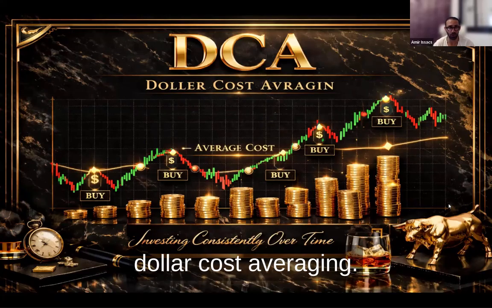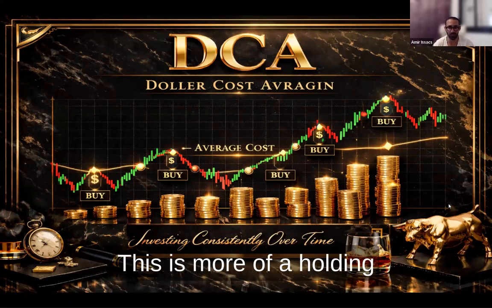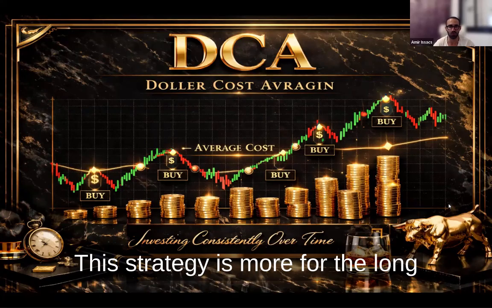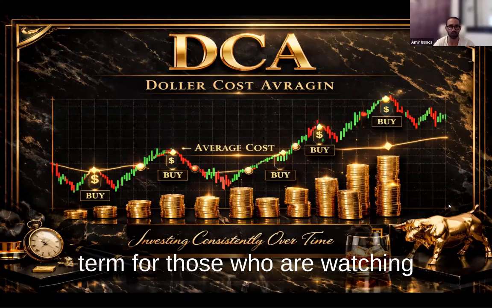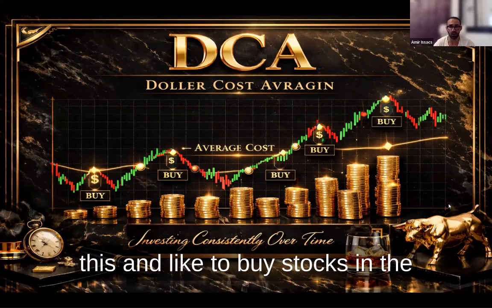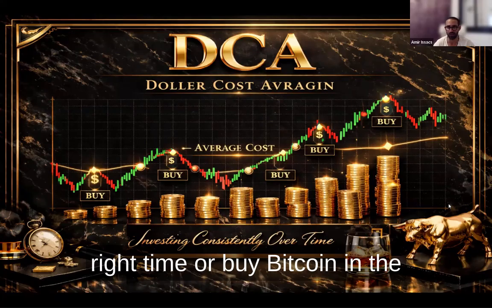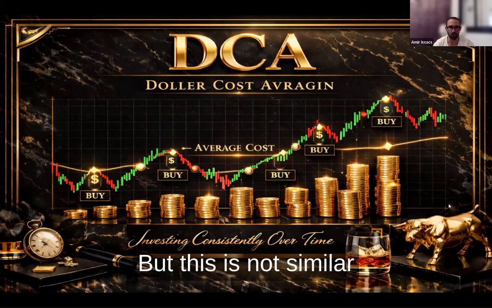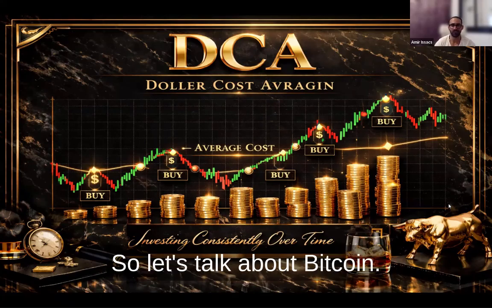The same goes for dollar cost averaging. This is more of a holding type of strategy, not a trading type of strategy. This strategy is more for the long term, for those who are watching this and like to buy stocks at the right time, or buy Bitcoin at the right time, or Ethereum, or other coins. But this is not similar to day trading. So let's talk about Bitcoin.